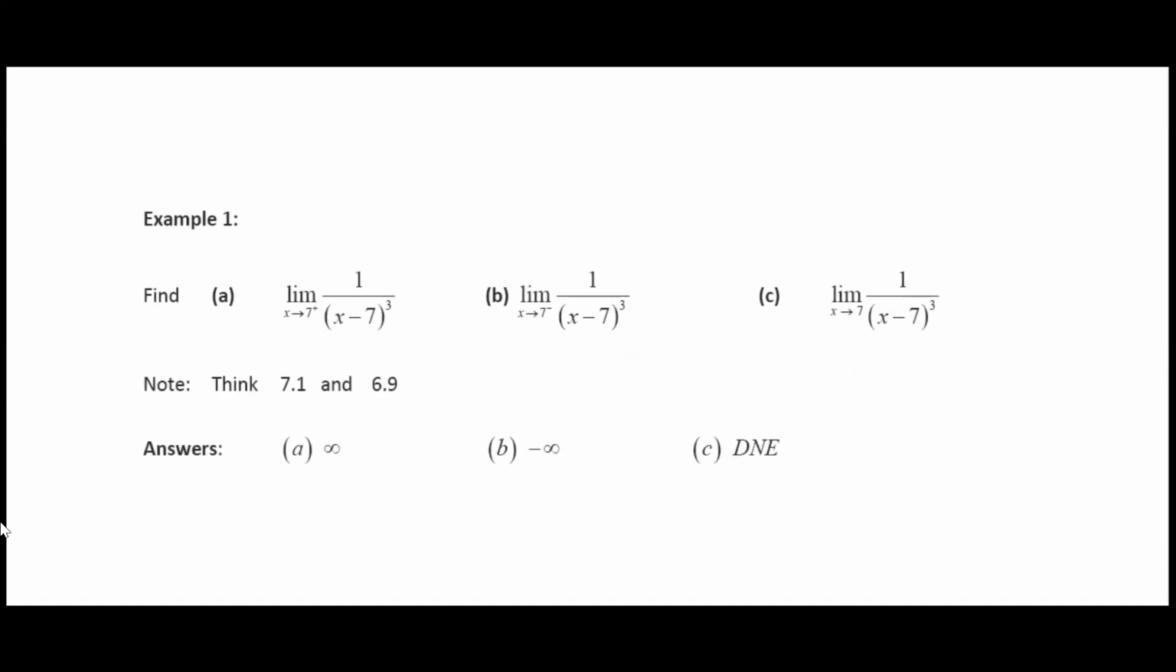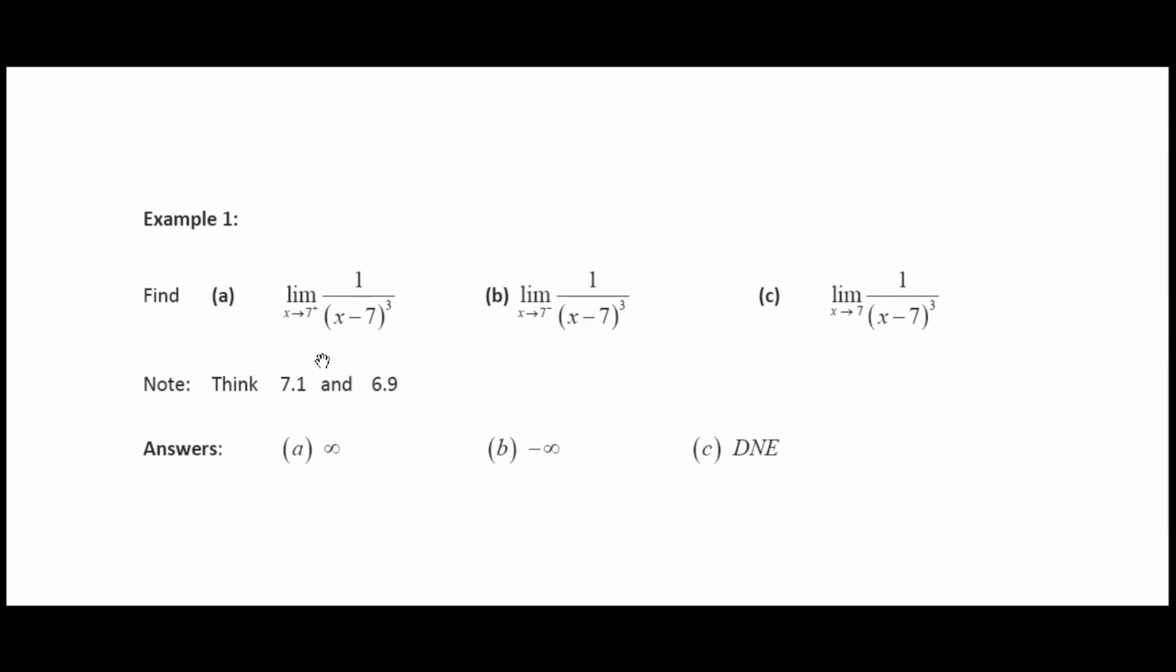So here we have example 1. What's the limit as you approach 7 from the right, from the left, and what's the limit as you approach 7? What we're doing is walking you through this. In other words, nothing has to be done to get this answer. This answer is dependent on these two answers, okay? So for a number to the right of 7, we're going to think of 7.1. And for a number to the left of 7, we're going to think of 6.9.